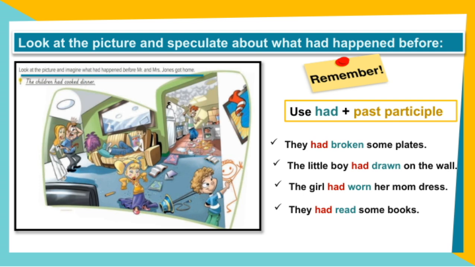The little boy had drawn on the wall, indicating he was being creative, but perhaps a bit messy in the process. And they had broken some plates, which could imply that they were playing or perhaps running around and accidentally knocking things over. Overall, these clues help us picture a lively scene before whatever happened next, connecting to the theme of exploring past actions and understanding how events are linked through what had happened before.